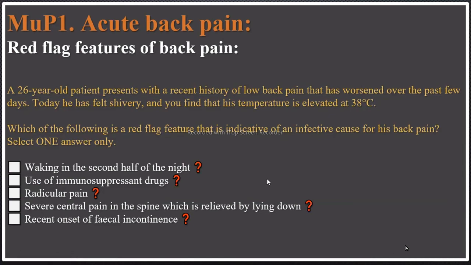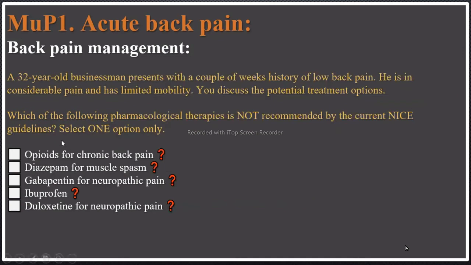Which of the following is a red flag feature for infective cause? Use of immunosuppressant drugs. Option 2. Excellent. Which of the following pharmacological options is not recommended? Opioids for chronic back pain. Not recommended.